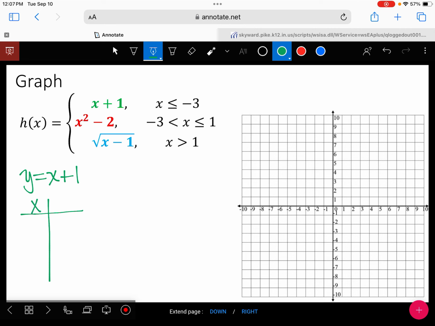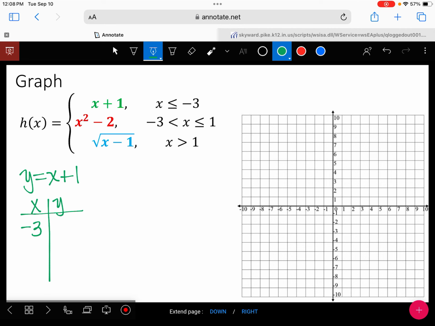So we're gonna start off with y equals x plus 1. And this tells us to start at -3 and then pick numbers less than -3. We're gonna do 29 and 35. This is 35, 37, 49. Okay, so numbers less than -3.